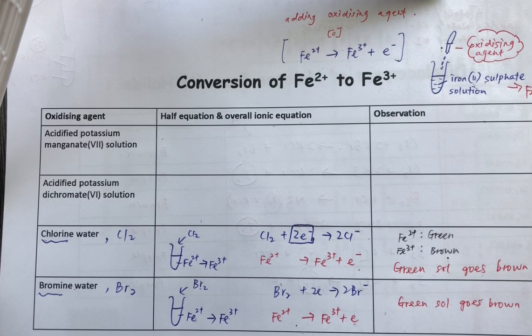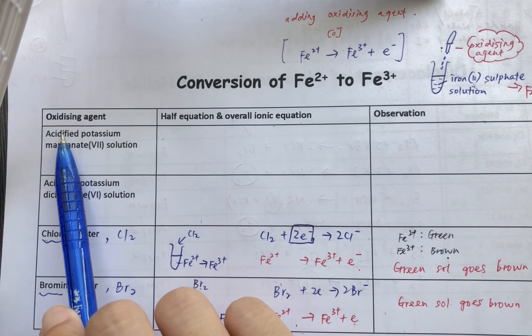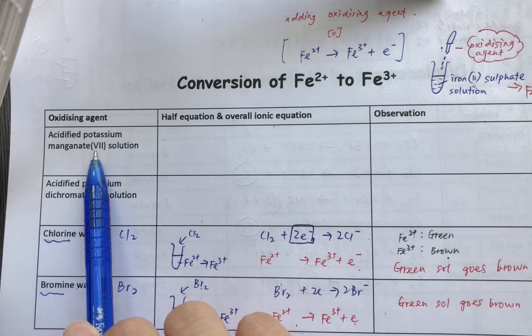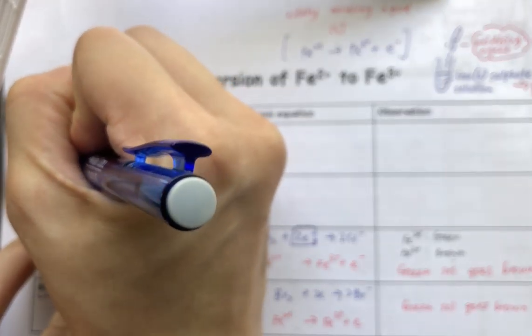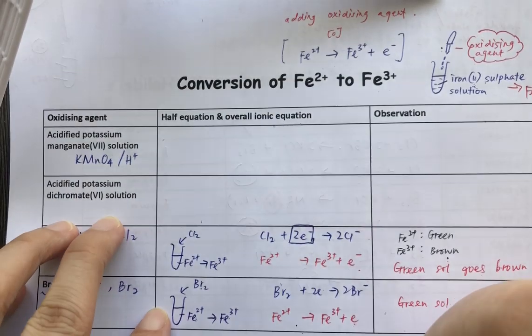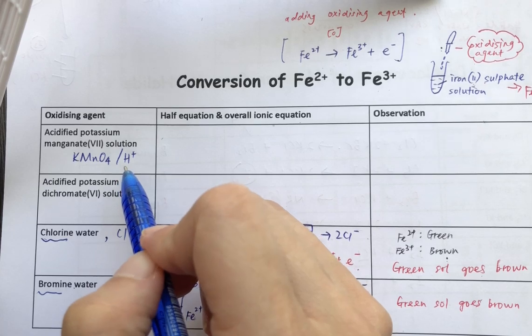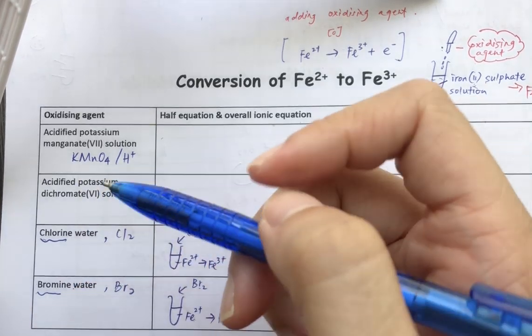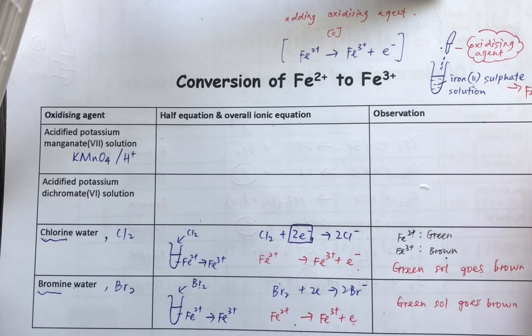Now we know that in order to convert Fe2 to Fe3, I can either add chlorine or bromine. Is there any other oxidizing agent other than chlorine and bromine? Yes. The first one is acidified potassium manganate 7 solution. The formula is KMnO4/H+. The slash H plus shows that the KMnO4 is already acidified, meaning it has been added with acid so that it can function. Without acid, it couldn't function.